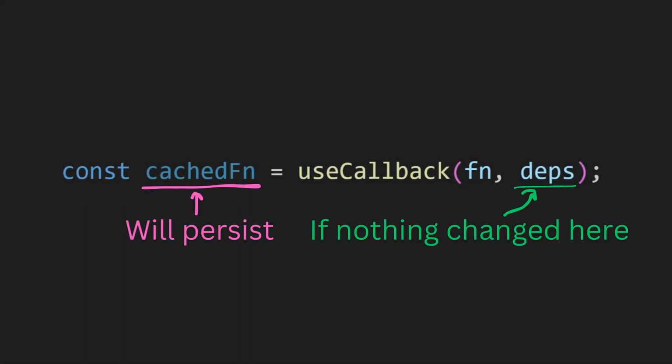The function definition will persist between re-renders if nothing changed from your dependency array, but otherwise it will be redefined. Without the dependency array, the function will be redefined on every render.